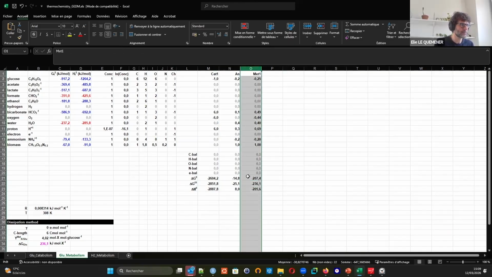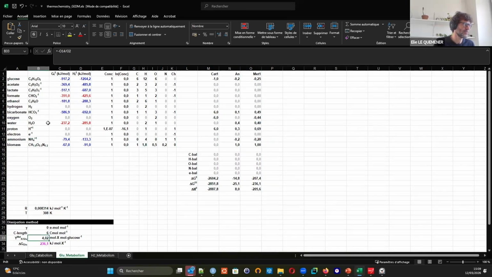This is the result of the calculation. And you see, for example, that for 1 mol of biomass, you need 1/4 of glucose, and it gives you the yield. So the yield here is computed from the ratio between this mol of biomass and this glucose. So that's a very practical way to compute everything for the yield with the dissipation method.